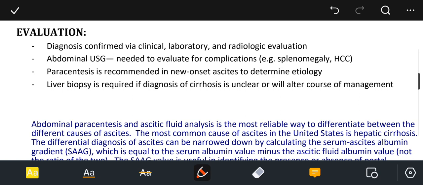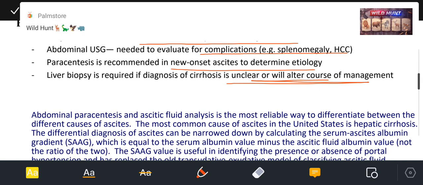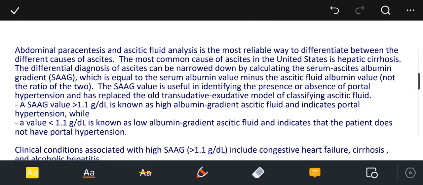Evaluation. Diagnosis is confirmed by clinical, laboratory and radiological evaluations. Abdominal ultrasound is needed to evaluate for complications, for example splenomegaly and hepatocellular carcinoma. Paracentesis is recommended in new onset ascites to determine the etiology. Liver biopsy is required if the diagnosis of cirrhosis is unclear or will alter the course of management. Then we have abdominal paracentesis.